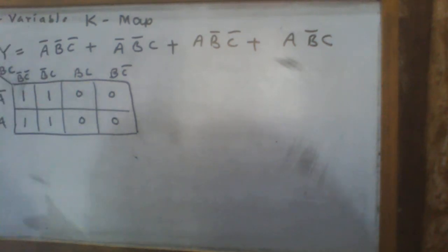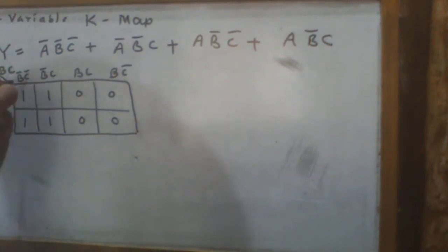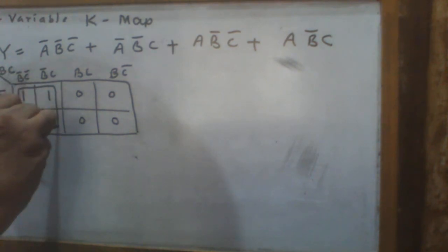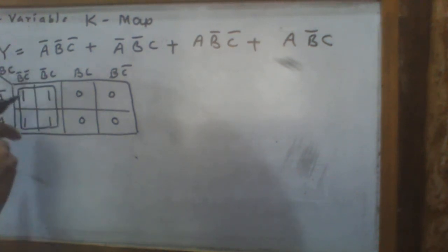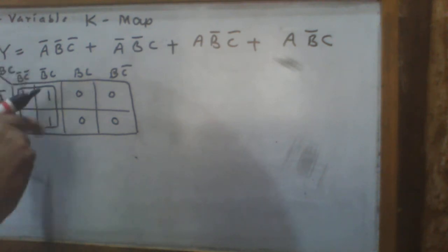Now group the maximum number of ones. The group may be of 2, or 4, or 8 ones. Here the grouping of 4 is possible. Maximum grouping is permissible. Grouping of 2 ones is not permissible, because one larger group is possible. Therefore, make a single group of 4.